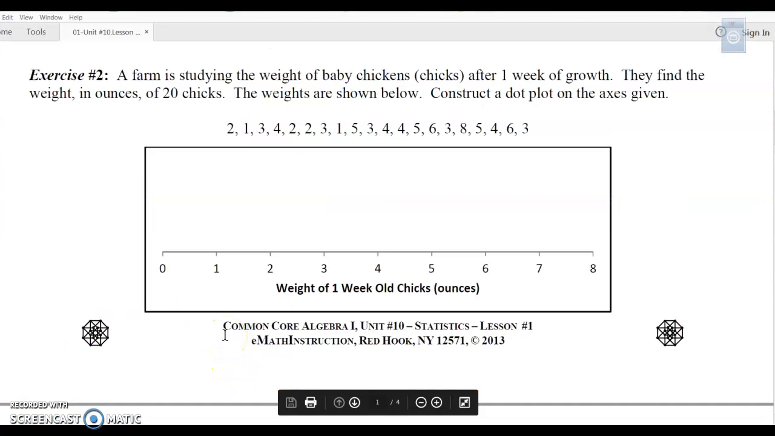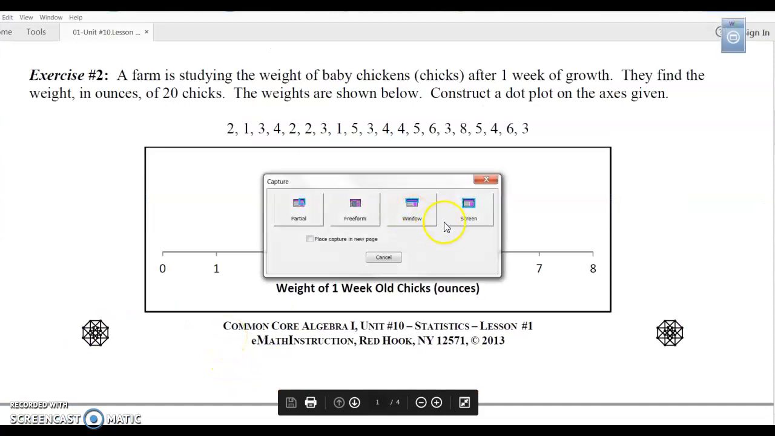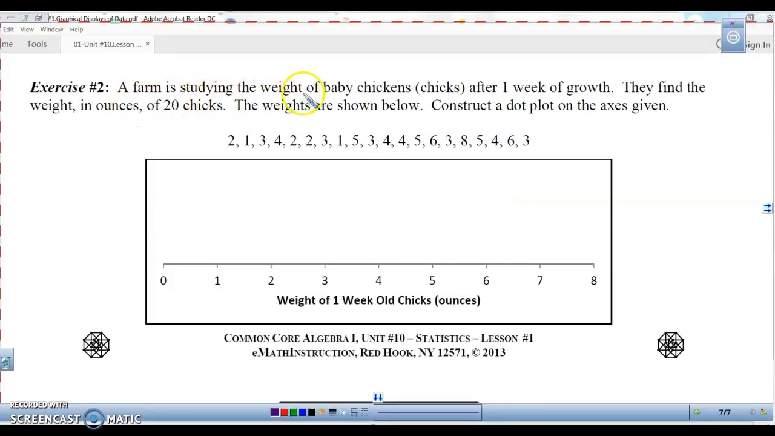Okay, now let's construct our own dot plots. Pretty simple. A farm is studying the weight of baby chickens, or chicks, after 1 week of growth. They find the weight in ounces of 20 chicks. The weights are shown below. Construct a dot plot on the axes given.